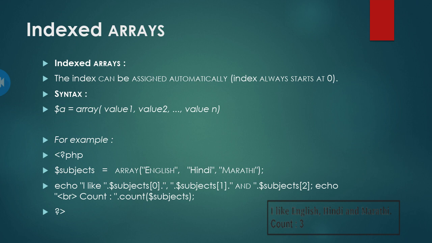See, if we don't use an array, otherwise what we have to do is declare English once, Hindi once, Marathi once. But here we have declared all three values in a single line by just separating them with commas. So in the array we have declared three values: English, Hindi, Marathi.